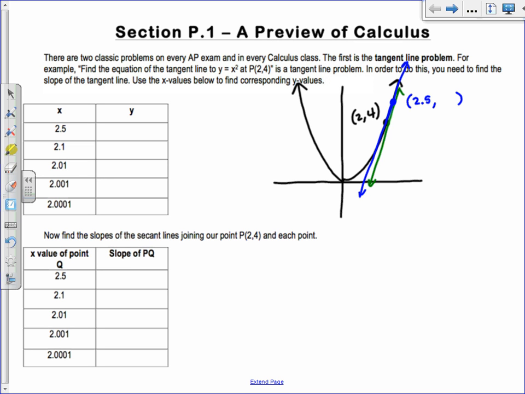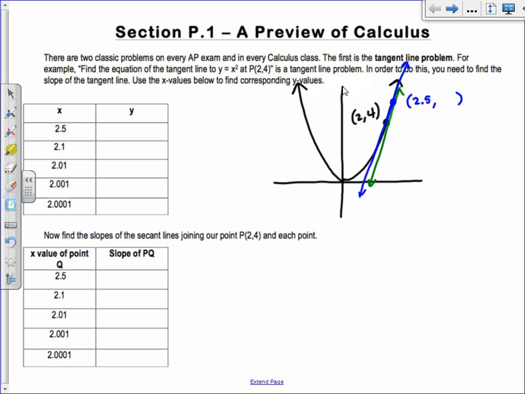Then they took that 2.5 point and moved it closer and closer until it was almost exactly on the point (2, 4). So they found the slope between two points that are kind of far away, and then they moved the points a little closer, a little closer. That's what we're going to do. First we need to find the y value associated with 2.5.